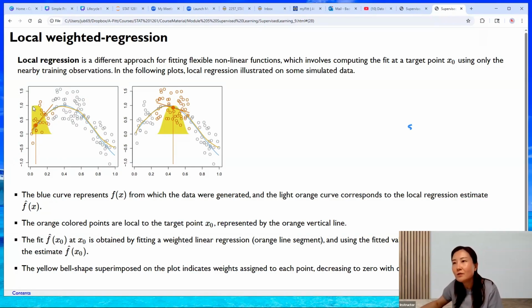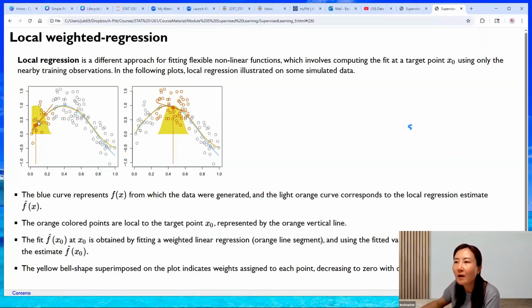And it is local weighted. This golden bell shape shows you the weights of the observations used in the model. The farther away the observations are from the target point, the smaller the weights. The weight kind of follows a normal distribution, but not exactly normal. It just shows that observations closer to the target point have higher weight and bigger influence on the prediction model, and observations farther away have smaller weight. So that's why it's called local weighted.